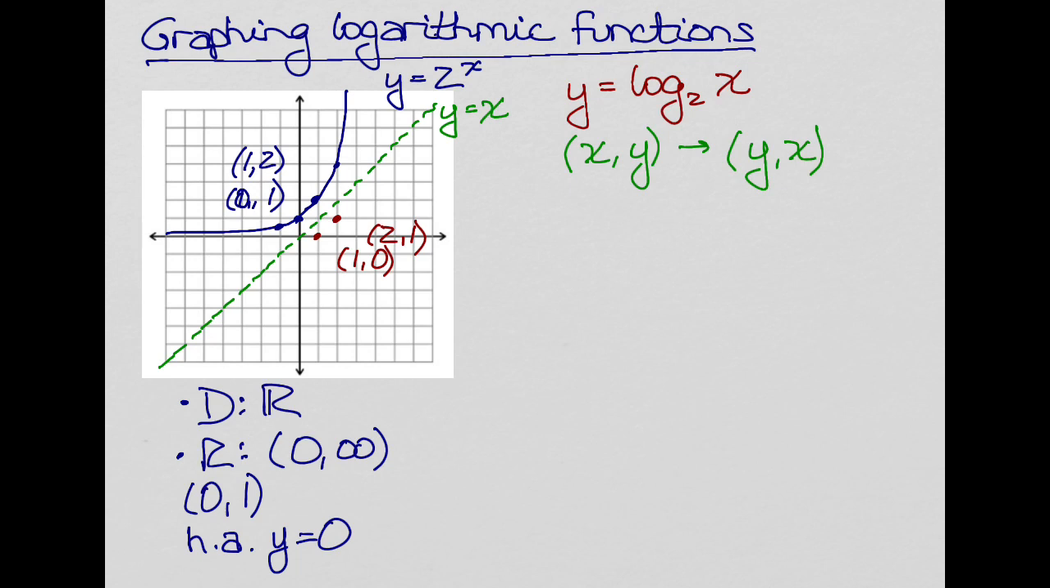Since 2 to the second power is 4, I had a point 2, 4 on the graph of 2 to the x, which will correspond to the point 4, 2 on the graph of the inverse. If I go to the left, if x is negative 1, 2 to the negative 1 power is 1/2. So I have a point at negative 1, 1/2, which will correspond to the point 1/2, negative 1 on the graph of the inverse, which is about there.